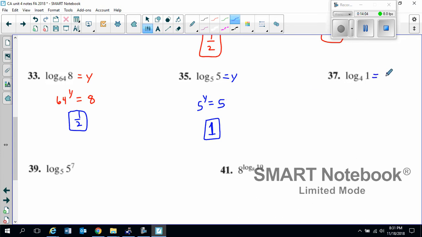Next one, let's see, we'll set this equal to y, so we'll convert it. So 4 to some power y equals 1. Once again, you're going to have to reach back and think about your properties of exponents. Any number, as long as that number is not 0, raised to 0 is going to equal 1. And so that's what our exponent's going to have to be, 0.